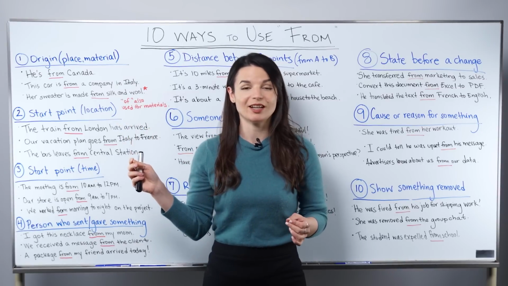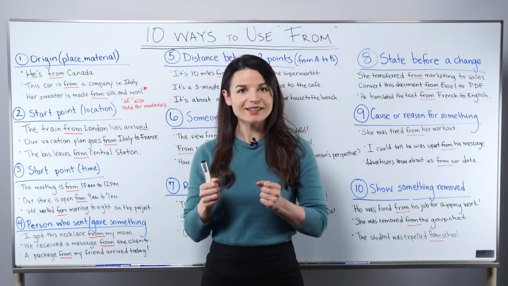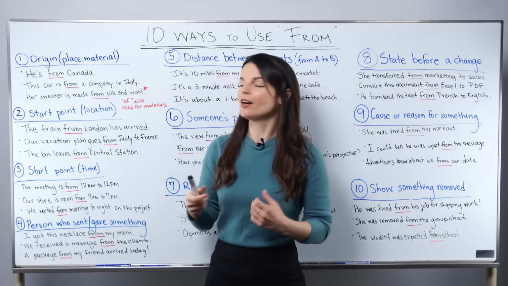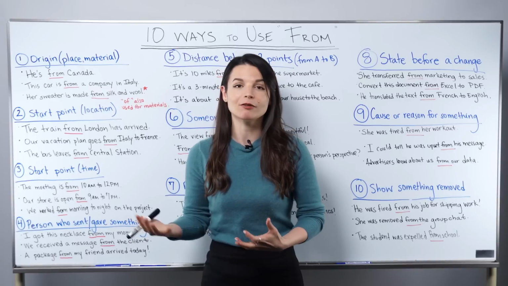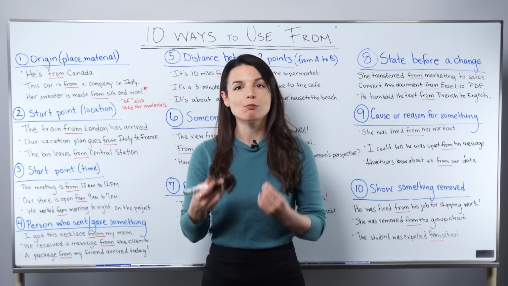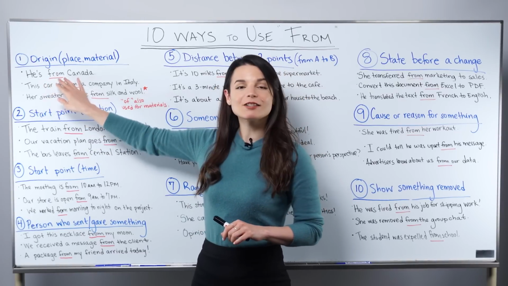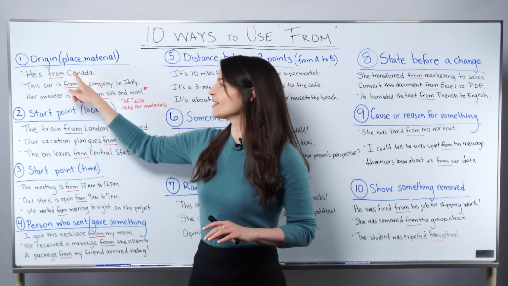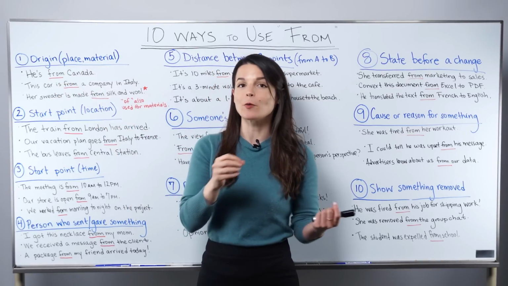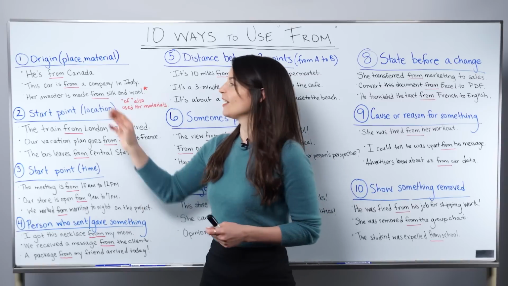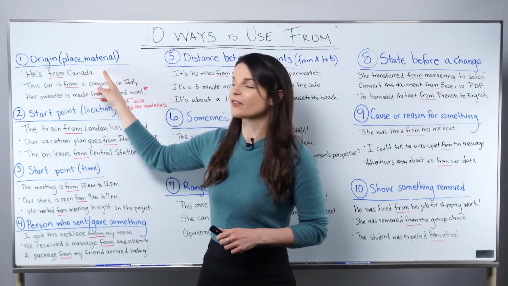the origin of something. So when I say origin for this lesson, I mean the place where something came from, or the material, so the thing that something is made out of. We can use from to express both of these. Let's look at some examples of this. First, he's from Canada. In this sentence, from tells us the person's origin. In this case, their home country or where they were born. He's from Canada, so we use this use when we introduce ourselves.